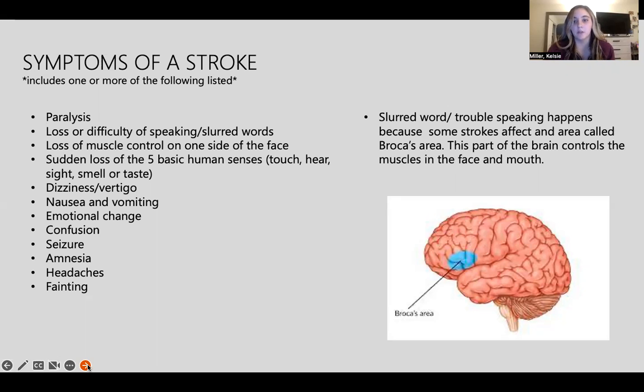There's an area in your brain that's called the Broca's area, and this is involved when someone has a stroke and they have slurred words or have trouble speaking. It's because this part of your brain is what controls the muscles in your face and your mouth.